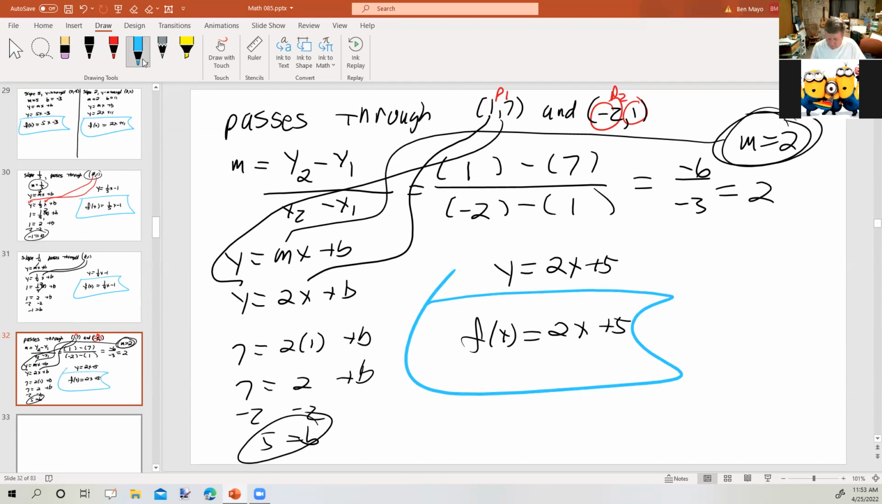Let's check our work. If x is 1, f of 1 would be 2 times 1 is 2 plus 5 is 7. So that checks. If x is -2, f of -2, 2 times -2 is -4 plus 5 is 1. So it checks. Any questions about that problem?